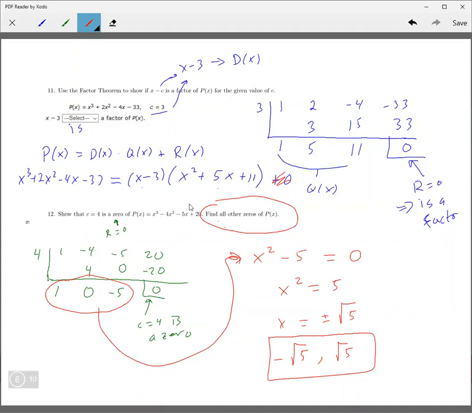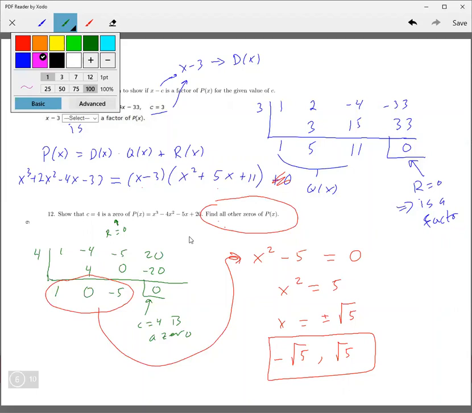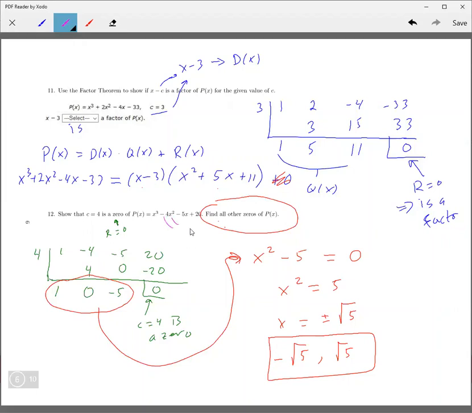Okay, because what happens is that this polynomial is going to factor into x minus 4 times x squared minus 5. That's what the synthetic division is telling you. And then setting that equal to 0, you have 4 is going to be a 0 because when you put a 4 in, that's 0. But then plus or minus √5 are also going to be zeros. Okay, let's move on to the next exercise.